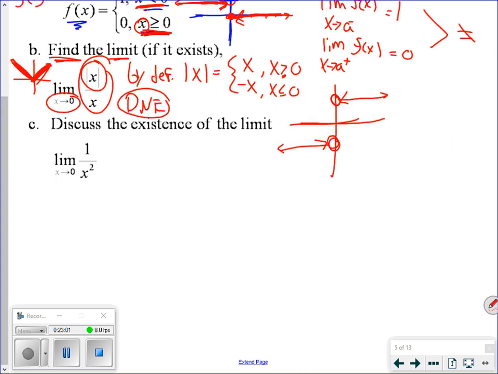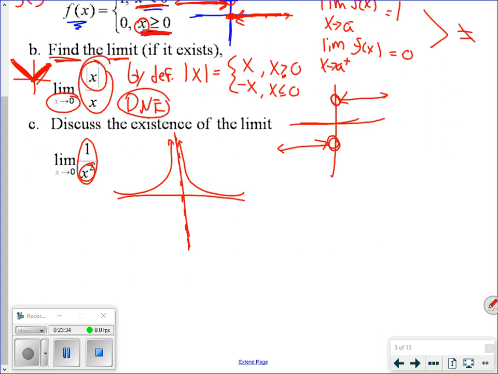And then lastly, discuss the existence of the limit of 1 over x squared as x approaches 0. If you would actually graph this, right here, this is a vertical asymptote. X equals 0 is a vertical asymptote because if I plug 0 into that, it makes the function undefined. So you're going to see this vertical asymptote here, and since that doesn't cross out, it's not a hole, it's going to be a vertical asymptote. But if you were to test points or graph this in your calculator, the function looks like this.